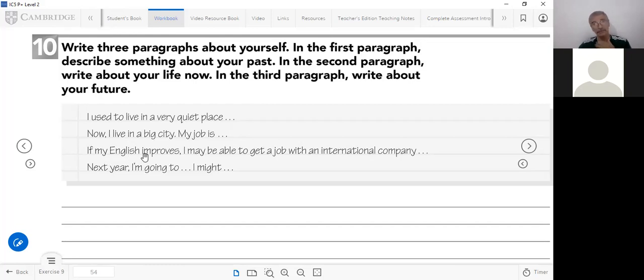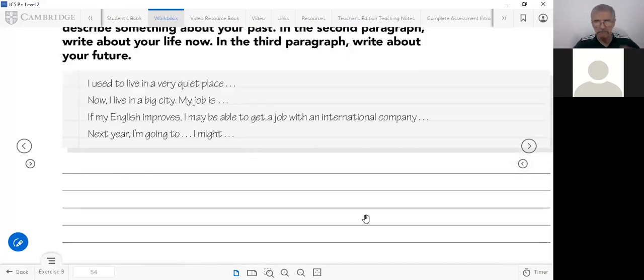And in the future, if the government of Venezuela changes and the economic, social and political situation in my country changes, I will probably go back to Venezuela. This is part of the third paragraph for me, okay? I can write many things, but the important thing is that you write many things about your past, your present, and your future. You understand?